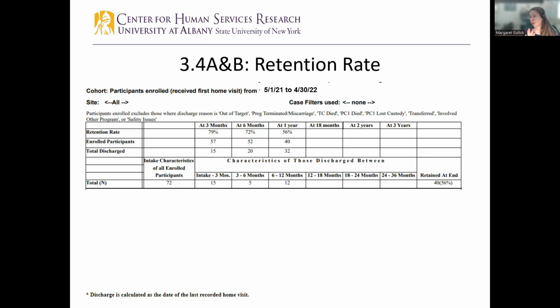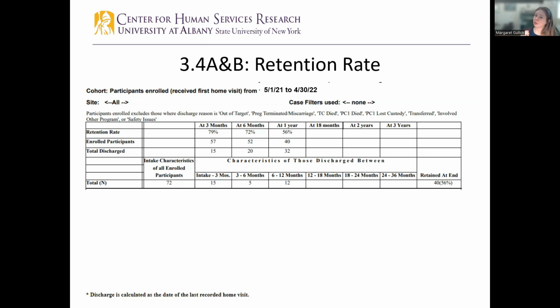So if participants were discharged because they were out of target region, if they moved, not like you could have done anything to retain them, if the pregnancy was terminated or if there was a miscarriage, if TC died, PC1 died, PC1 lost custody, they were transferred to another program, involved in another program, or safety issues. All of the families who have one of those marked as their discharge reason are not included in the retention rate, whether they made it to a year or not, whether they were discharged after that year or not.